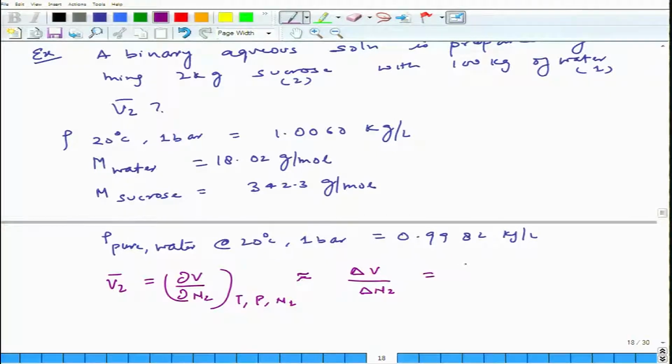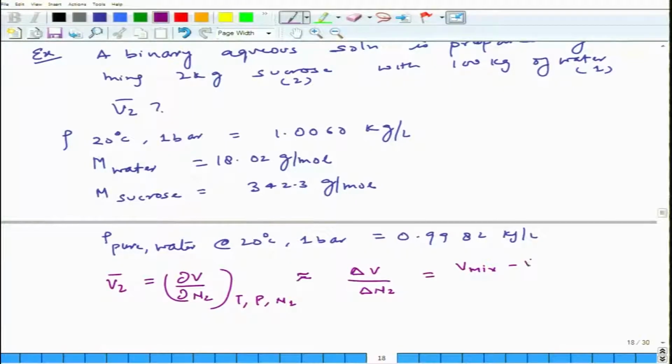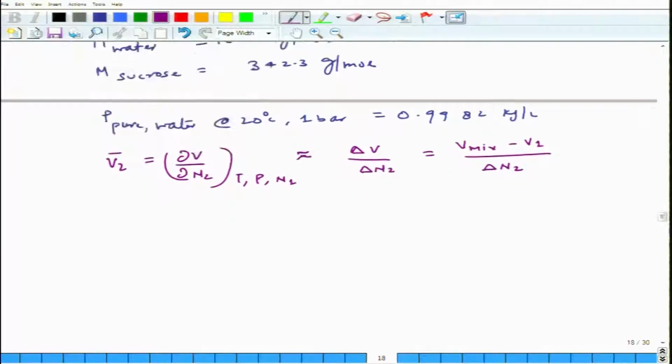So, this is going to be V mixture minus the original volume contained by the water itself. Okay. So, V mix minus V1 divided by delta N2, or simply N2 in this case. Okay. The amount total added. Now, what is V mix?